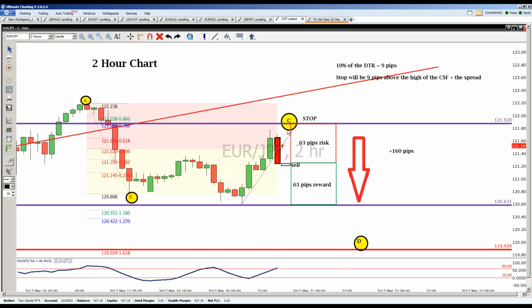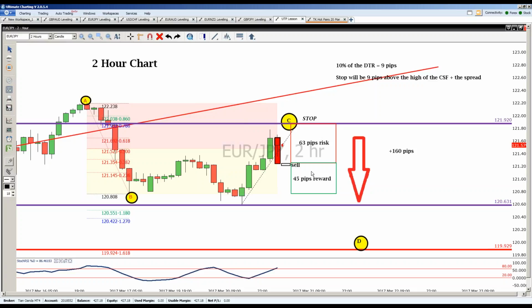Let's say, for instance, we get a nice bearish candlestick formation. And I enter over here, then my stop will remain the same. However, my target is going to be the B low. There we go. And the B low is going to be 120.80. And that means I'm going to risk 63 pips to make 45 pips. Typically, I would pass on this trade because of the risk reward.